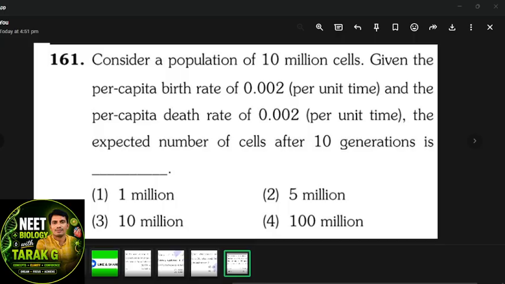Further, we have the integral form: Nt is equal to N0. Here Nt is 10 million. This is the answer, option 3 is correct. Why? We assumed 10 million cells. Now birth and death are equal, so automatically after 10 generations the expected number is 10 million only. I hope it is clear. Thank you for watching. This is the discussion of yesterday's paper numericals. Thank you.